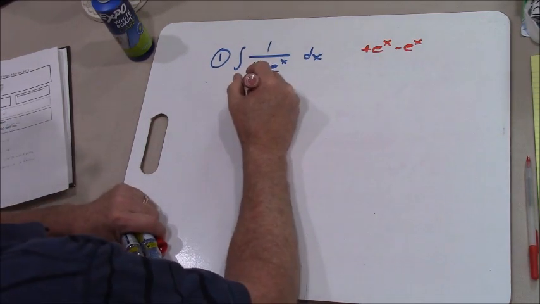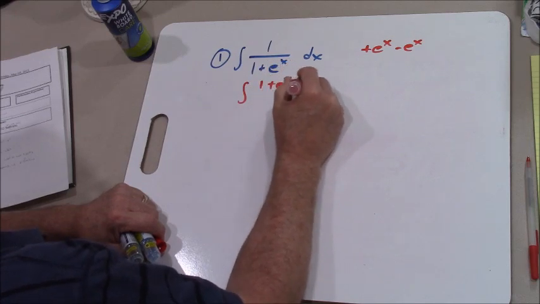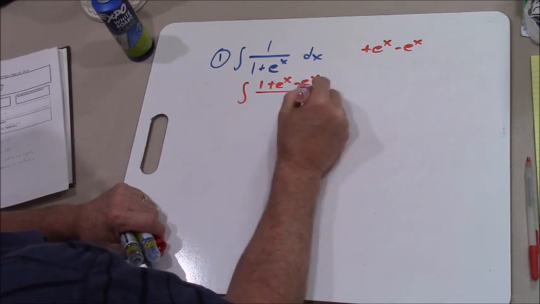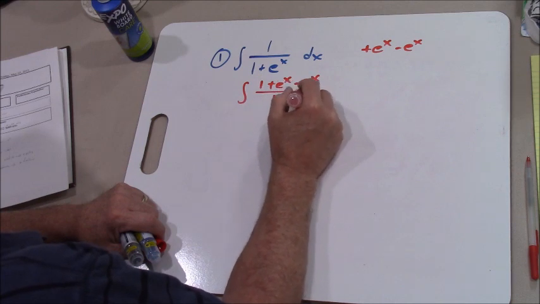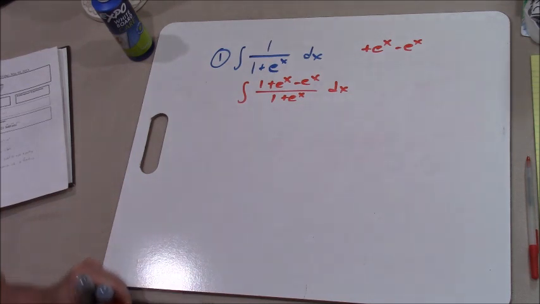So my integral would now look like this: the integral of 1 plus e to the x minus e to the x over 1 plus e to the x dx. You guys see if you can take it from there.